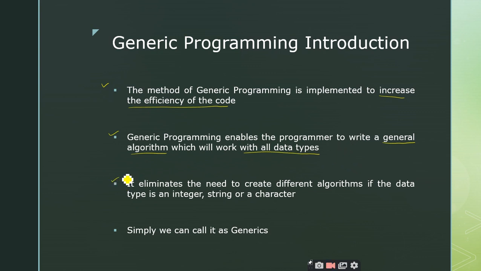And the main advantage of generic programming is that it eliminates the need to create different algorithms if the data type is an integer, string, or a character. So if you have different data types, there is no need to implement different algorithms. You take a generic algorithm and make it applicable to all the data types. That is the main reason for implementing generic programming, and simply we call it generics. Instead of calling it generic programming every time, we can simply call it generics. So how can you implement generics in C++?